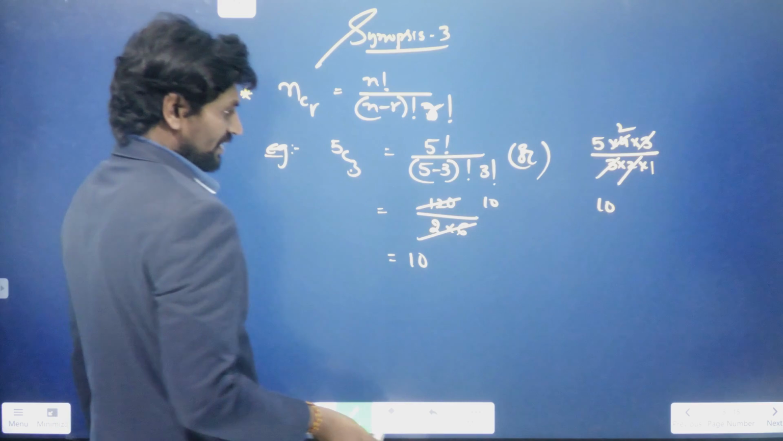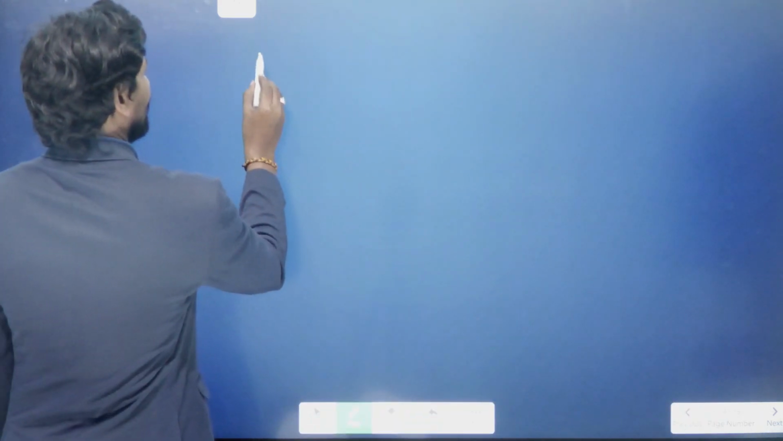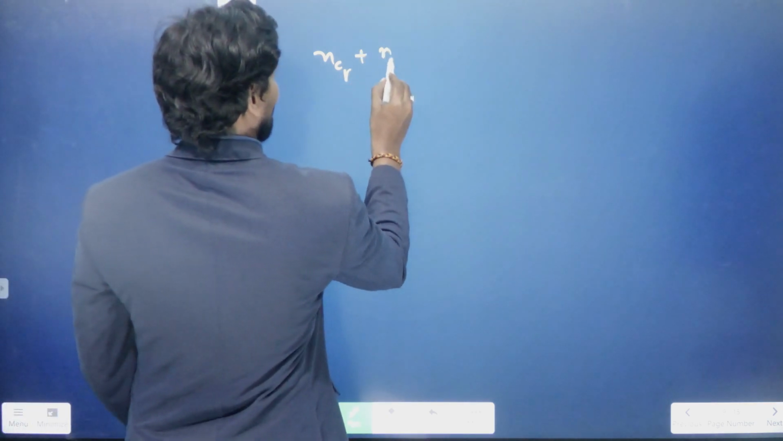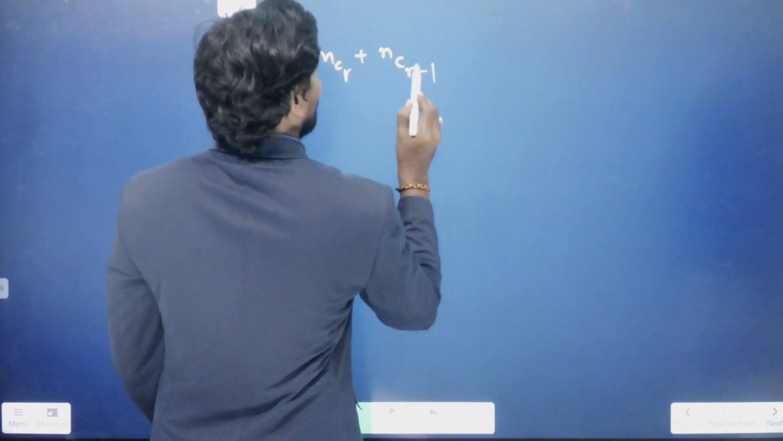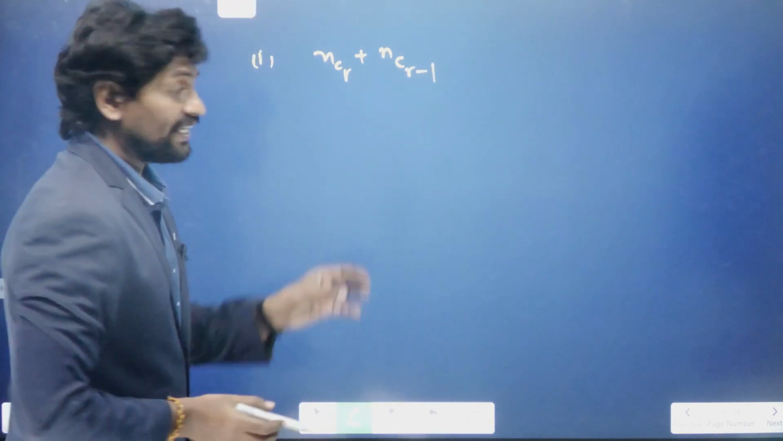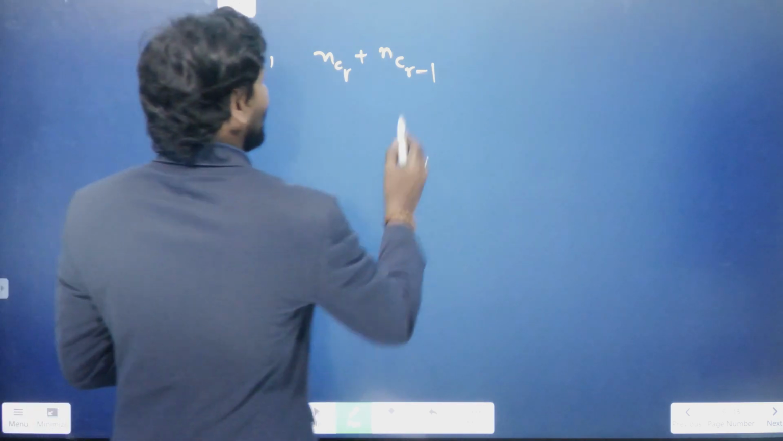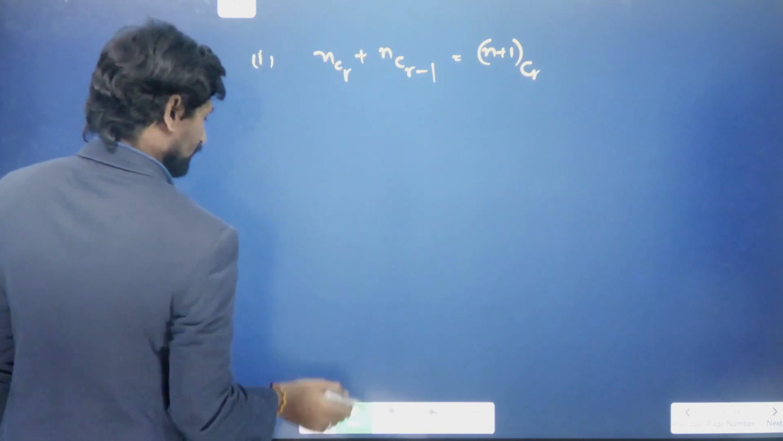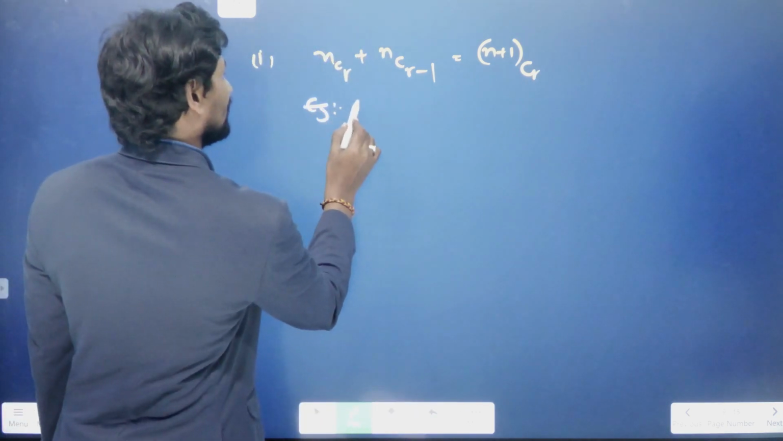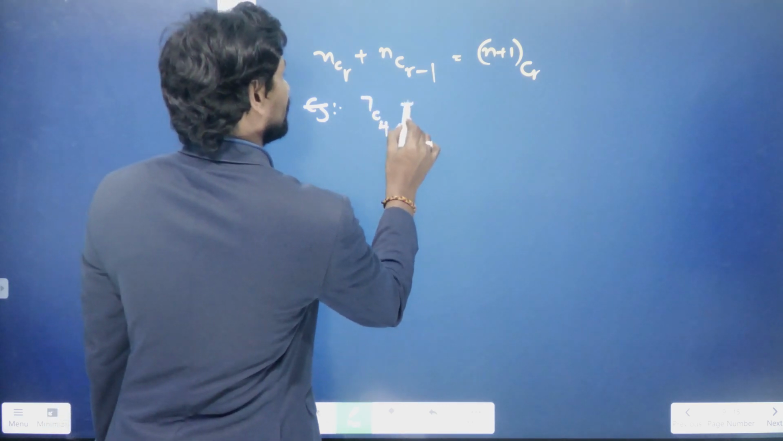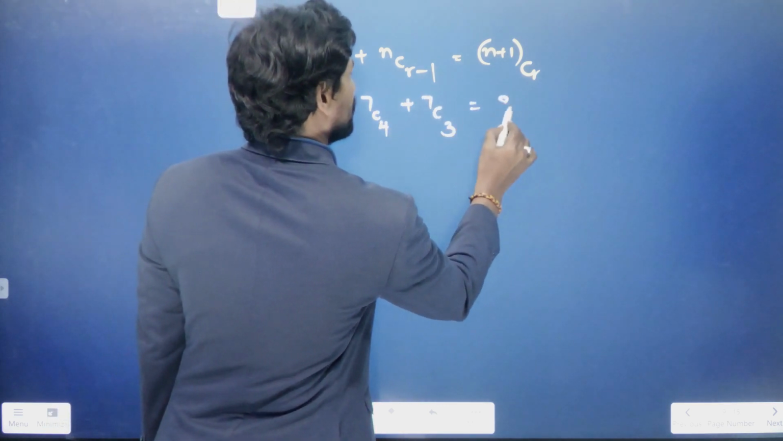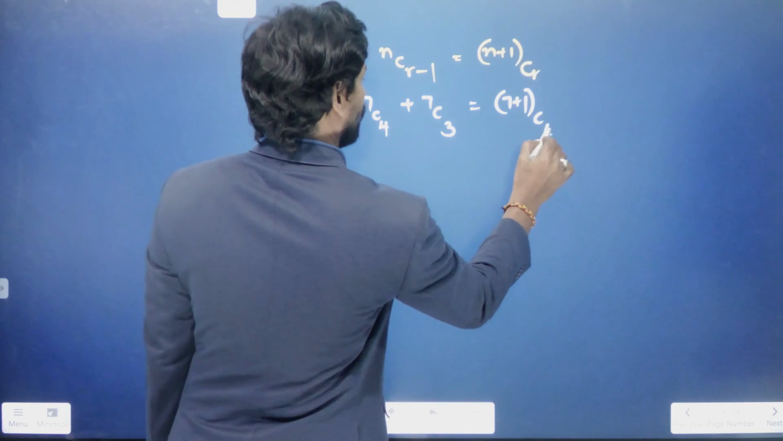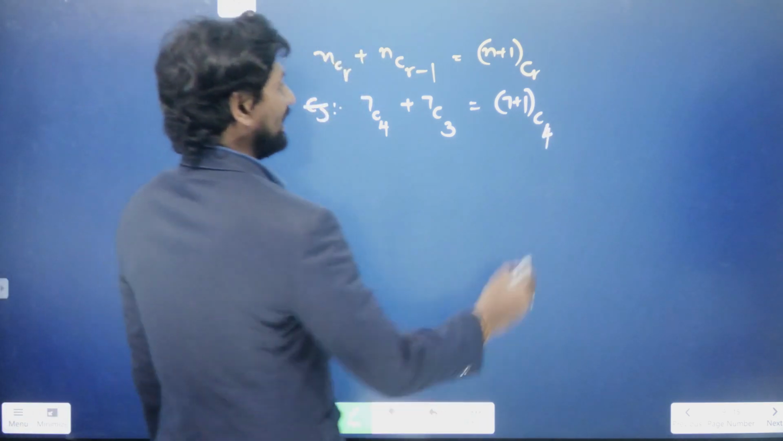Okay, and here we should remember 4 important points. The first one is nCr plus nCr minus 1 equals n plus 1 Cr. For example, 7C4 plus 7C3 equals 7 plus 1 C4, that means 8C4.